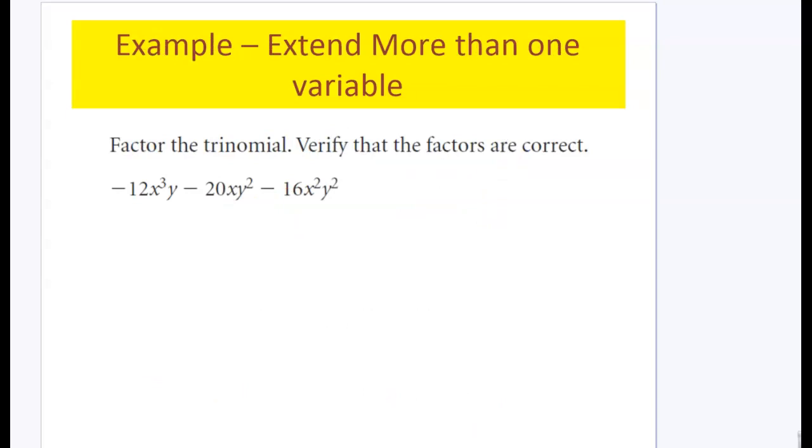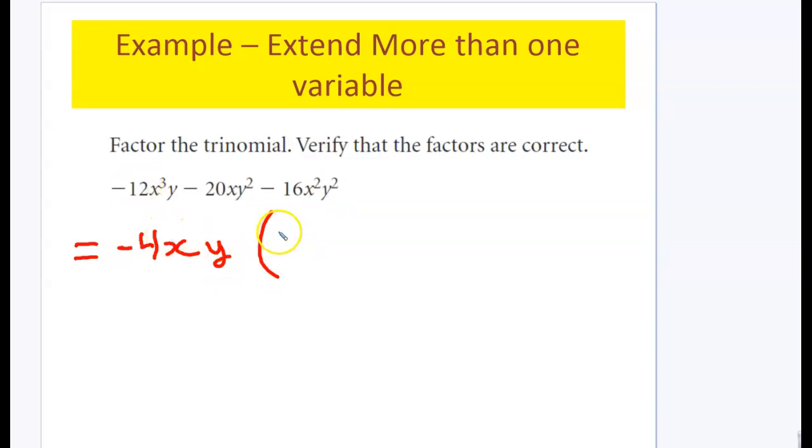All right, let's try trinomials now that have coefficients and two variables. So again, I look at my coefficients, negative 12, negative 20, negative 16, and my GCF would be negative 4. Then I have an x cubed, an x, and an x squared. So at least there is one x common to all, and I have a y squared, and another y squared, so I could take out a y. So that's going to be my greatest common factor.